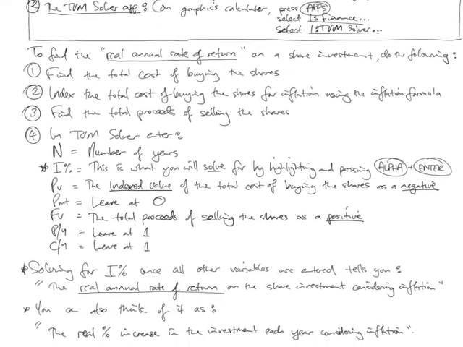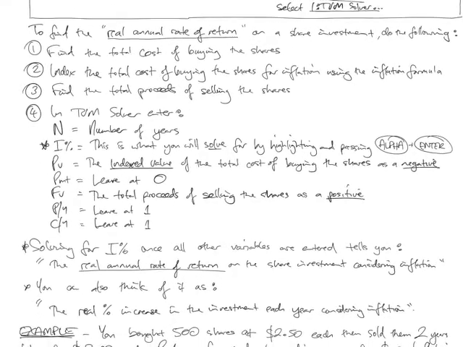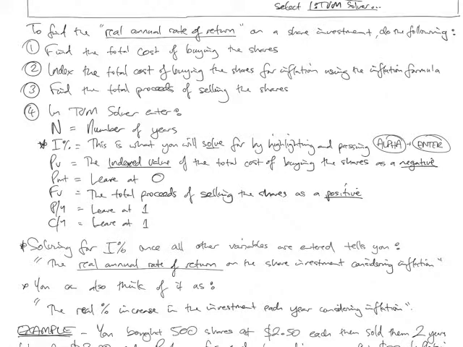Now we have to actually do the steps, because this is quite an involved question type. So to find the real annual rate of return on a share investment, you need to do the following. One, you need to find the total cost of buying the shares. So you do the same calculation that you would do in a buying the shares question to work out how much it costs to buy them. Number two, index the total cost of buying the shares. So the number that you find in one, you need to index it with inflation using the inflation formula.